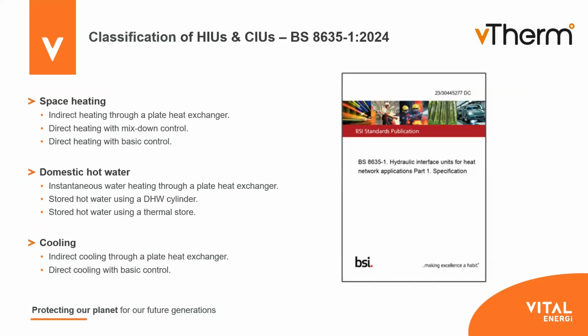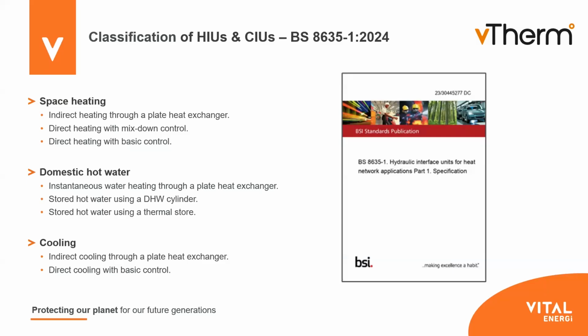One of the new things that has now come out is the new British standard, BS 8635-1, which only came out last year, and part 2 will be coming out probably towards the end of this year, or next year, and that will involve HIU installations and give all the relevant information that is required for installations of heat interface units. They've now made the criteria smaller.